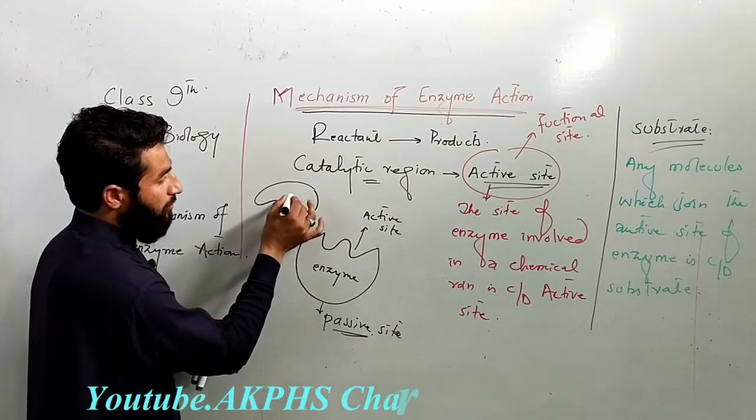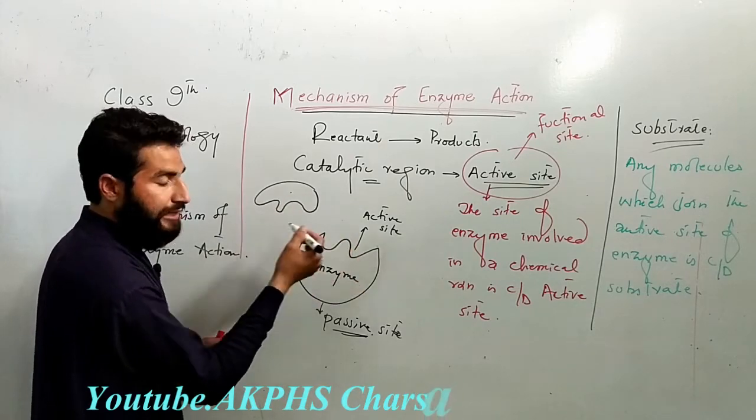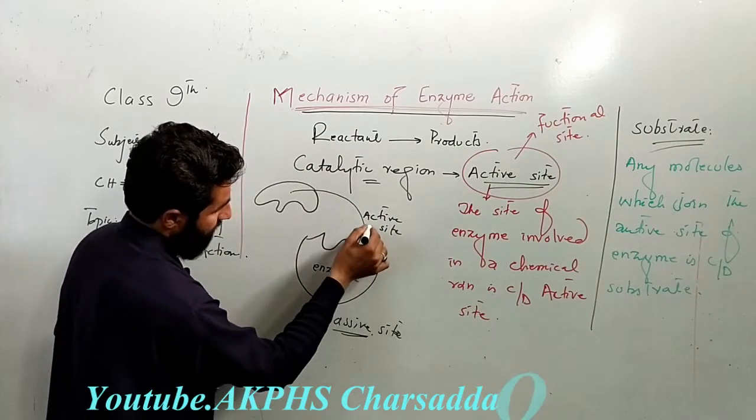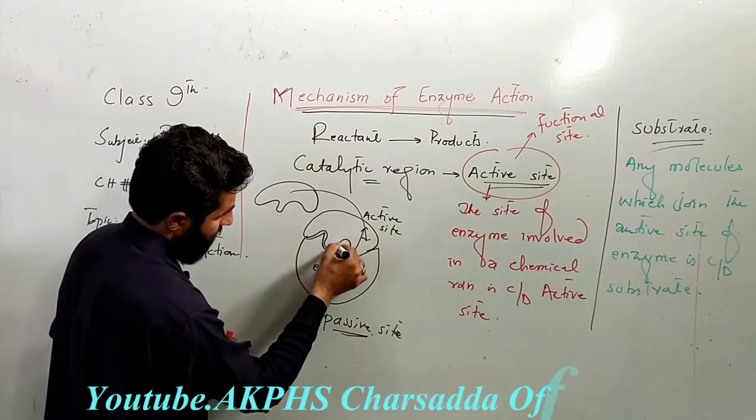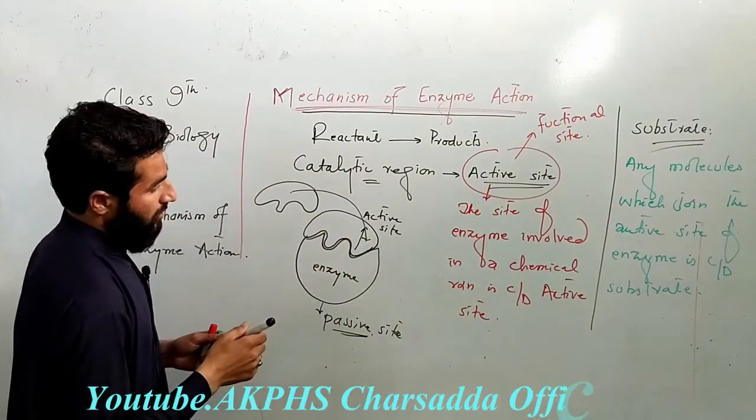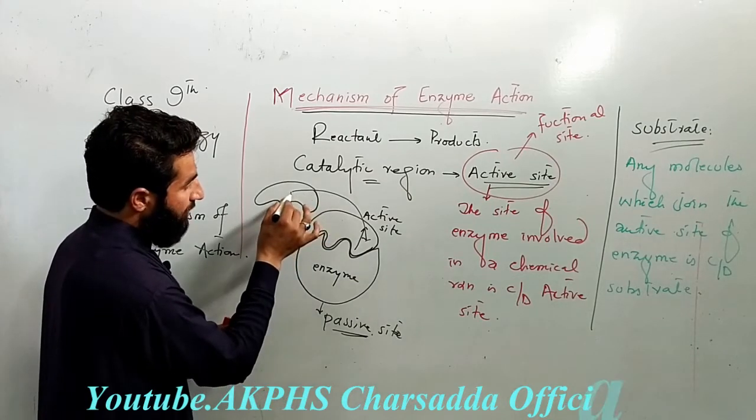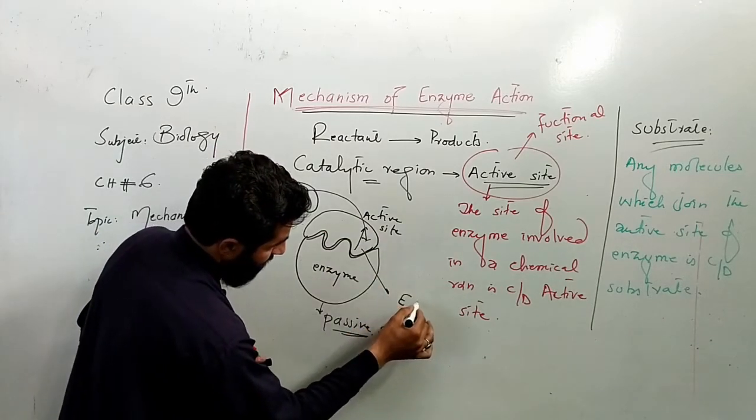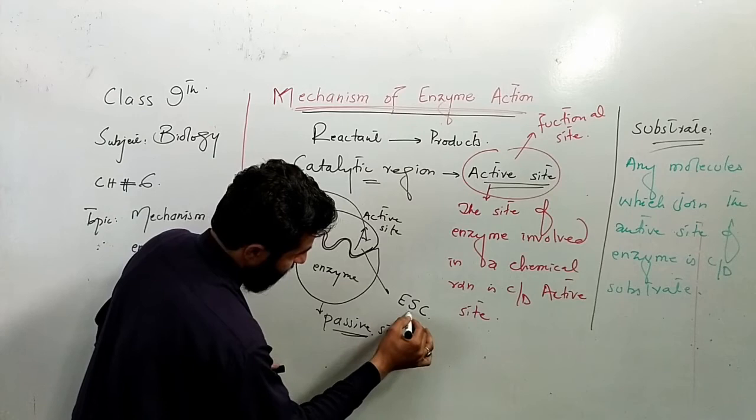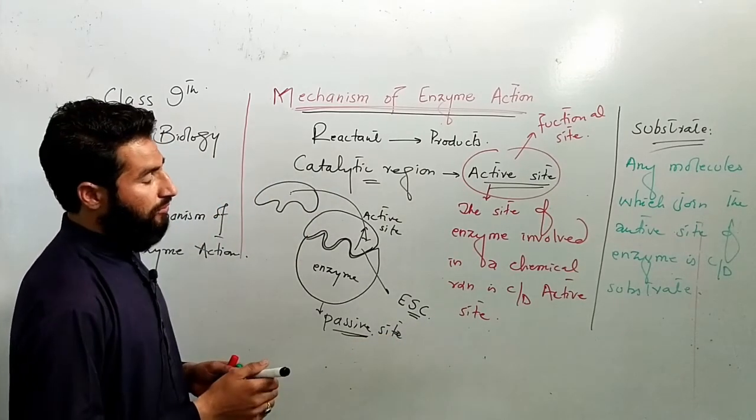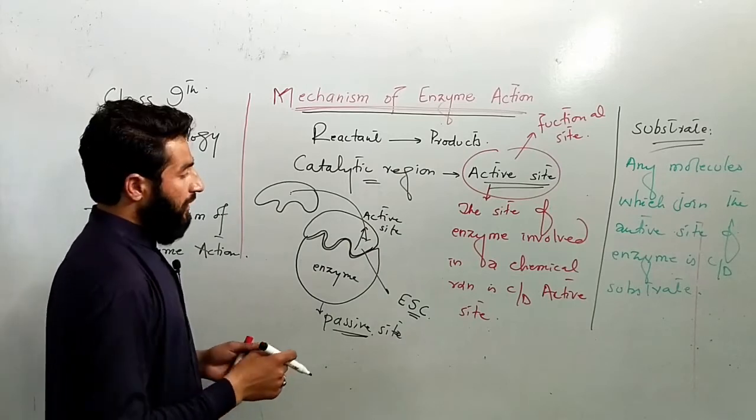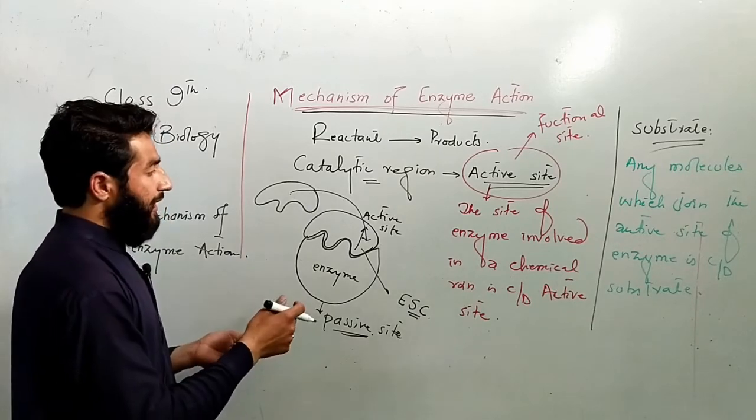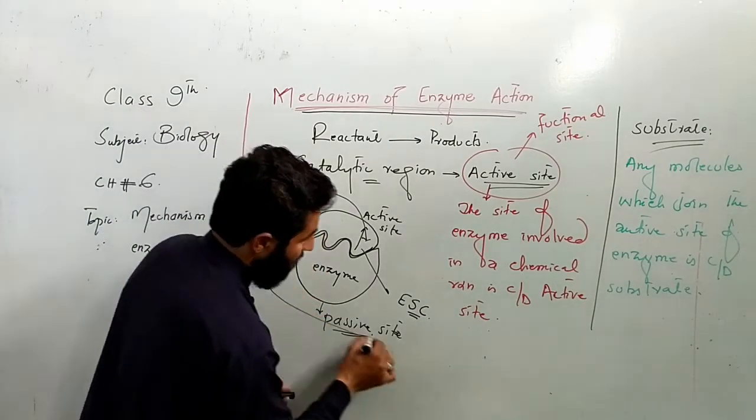When the substrate molecule is specific for the enzyme or active site, then it combines with the active site of the enzyme just like in this manner. When the substrate molecule combines with the active site of the enzyme, it is termed the enzyme substrate complex. It changes the enzyme molecule. After the change, the enzyme activates and changes the substrate molecule into products.